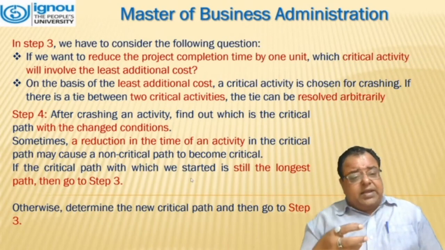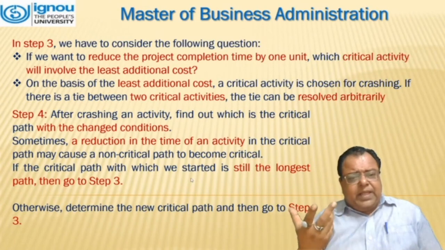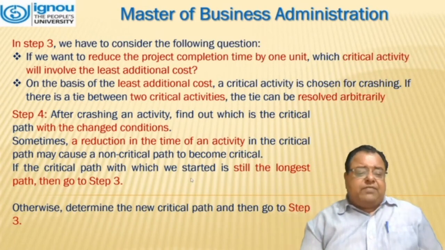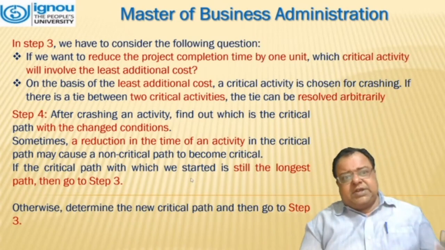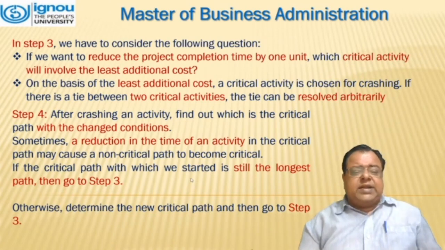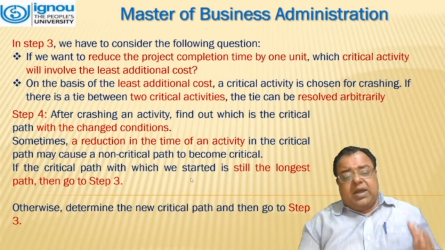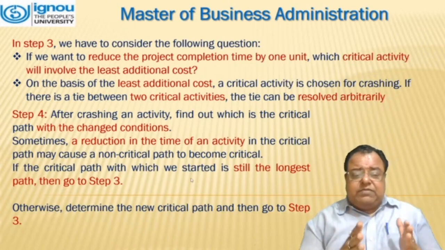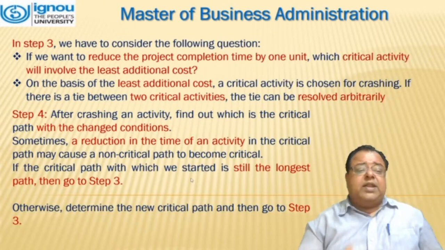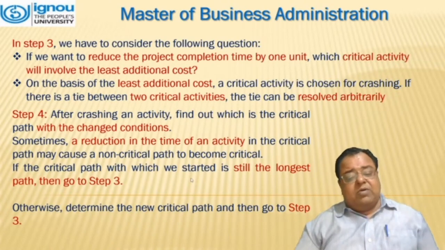If there is a tie between the two activities, then the tie can be resolved arbitrarily. It is the selection of the manager. Step 4, after crashing an activity, find out which is the critical path with the changed conditions. Sometimes a reduction in the time of an activity in the critical path may cause a non-critical path to become critical. If the critical path with which we started is still the longest path, then go to step 3. Otherwise, determine the new critical path and go to step 4.